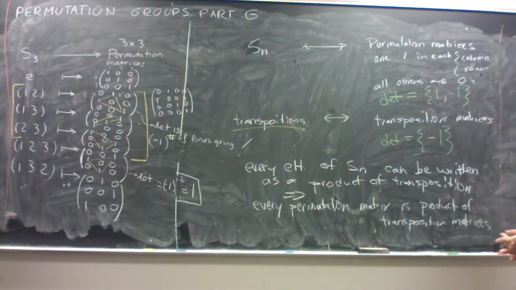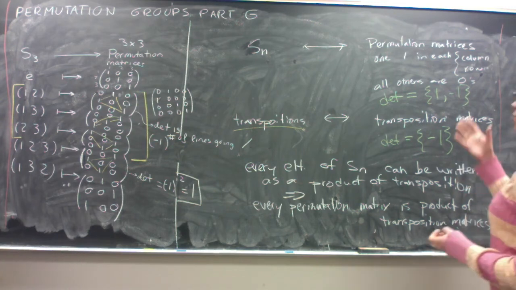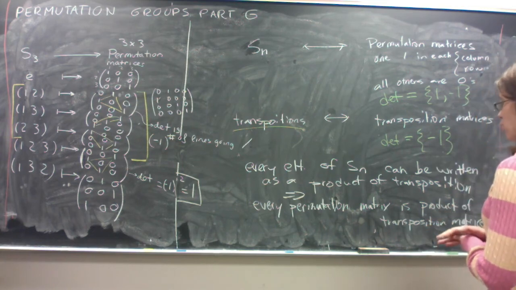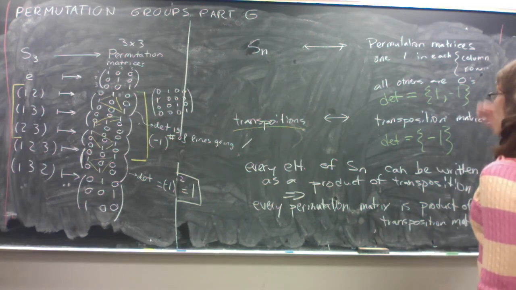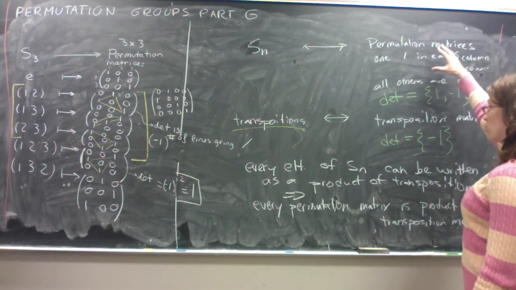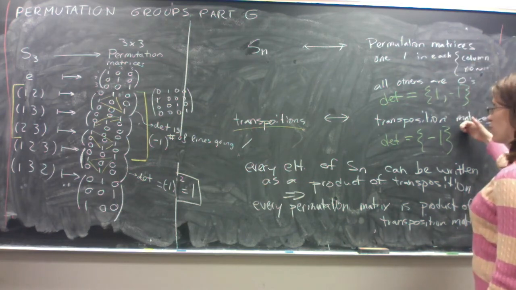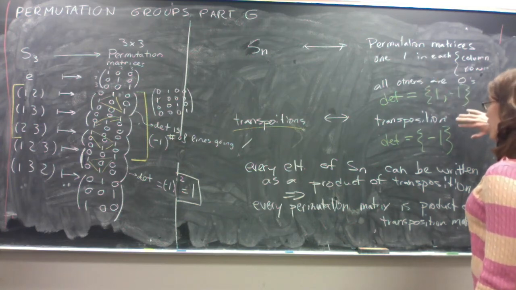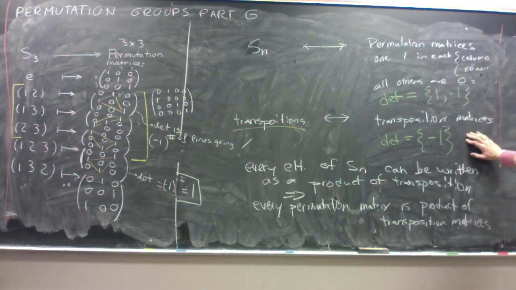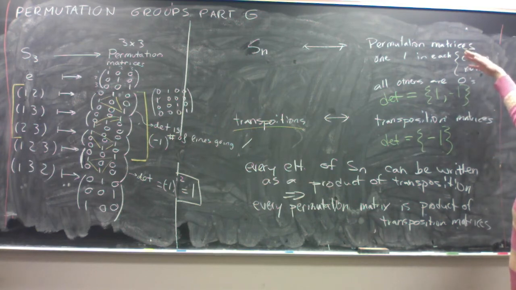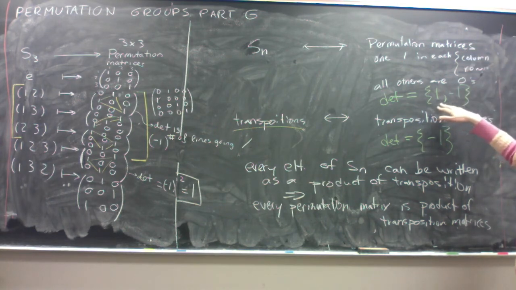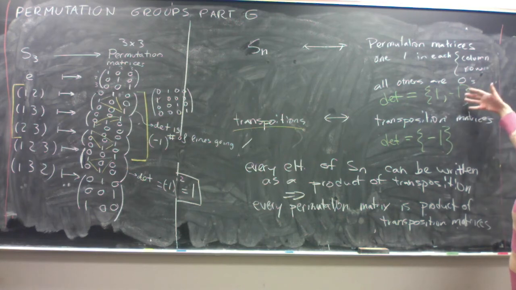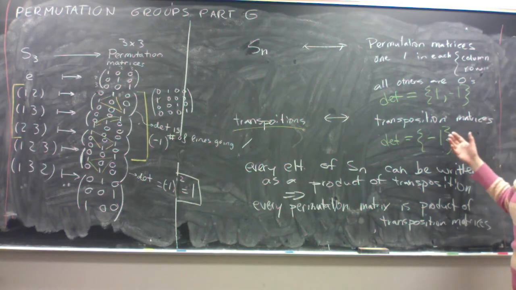Moreover, determinant is a homomorphism. The determinant function is a homomorphism on matrices, which means if I take a permutation matrix and I write it as a product of transposition matrices, the determinant that I get is a product of -1s. And so my permutation matrix will have determinant 1 if it was a product of an even number of minus 1s, and it will be minus 1 if it was a product of an odd number of minus 1s.